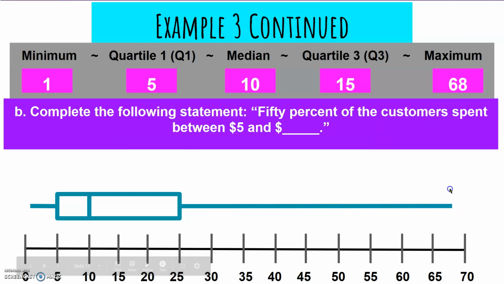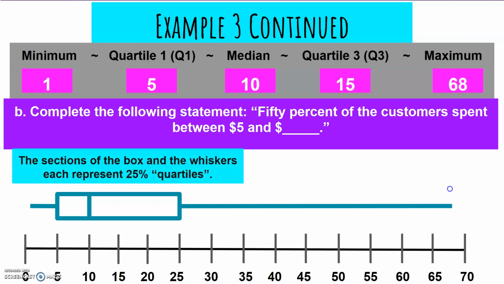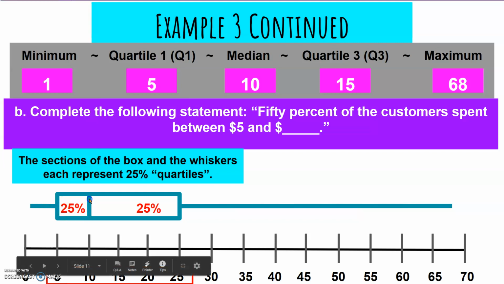Complete the statement. 50% of the customers spent between 5 and what? Well, the sections of the box and whiskers each represent 25%, or quartiles. Quarters, like I said at the beginning of the first video. Quartile, quarter. 25%, 1/4. So each of these segments is 25%, including inside the box. Even though this one's smaller, it's still 25% of our data.